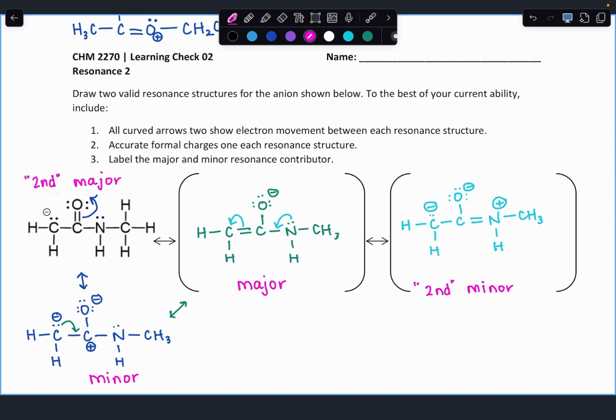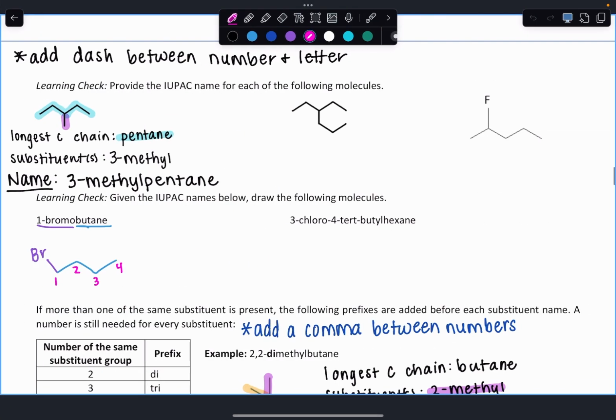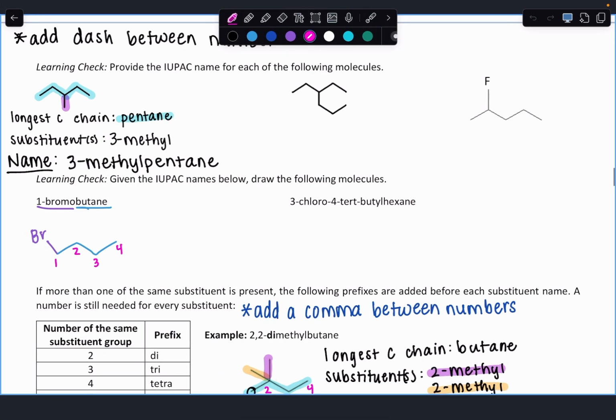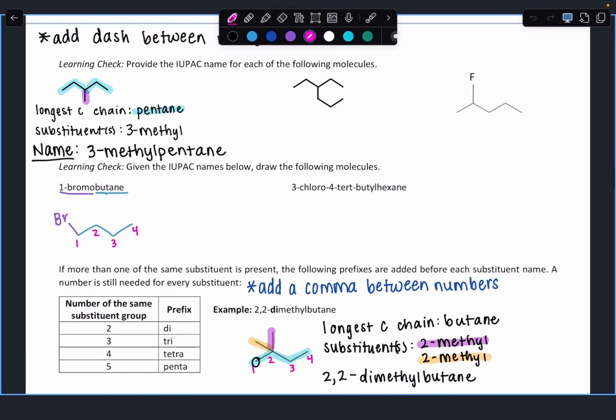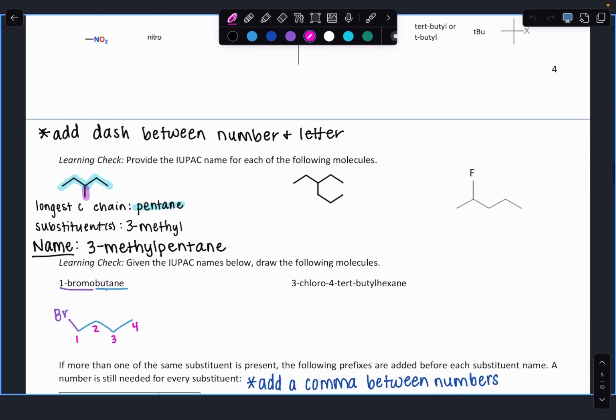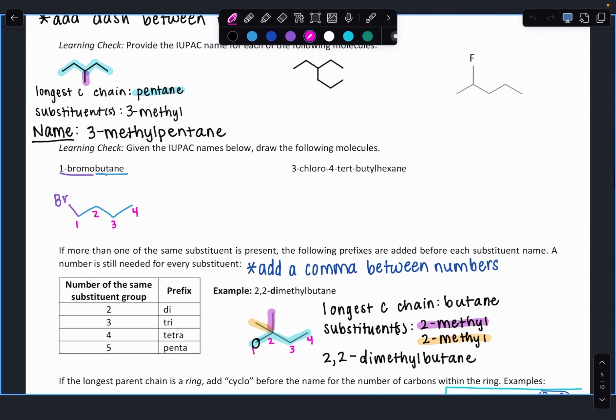All right. We will go to our notes then. And in the video, I explained some more about naming. So, well, actually, I'm trying to remember. Yeah, this is the class where we did a lot of naming. So some of this is new. We did these first two learning checks in class last week. This is what I covered in the video. So essentially, if you have two of the same substituent, this molecule has two methyls.